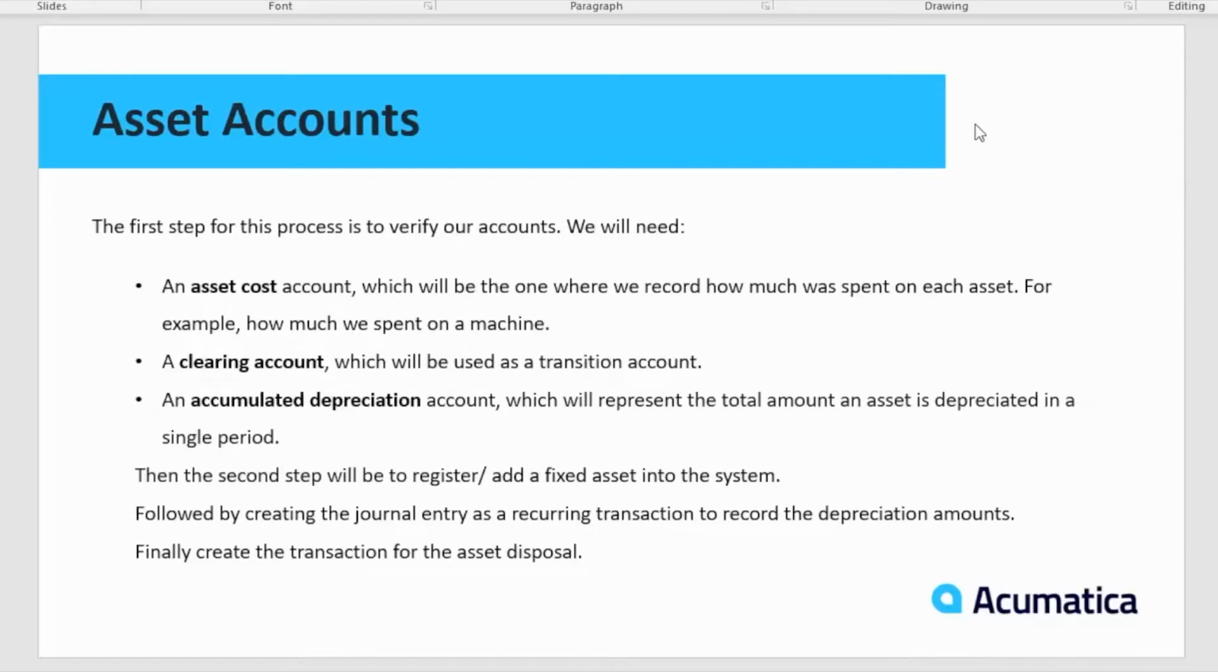Then, the second step will be to register or add a fixed asset into the system, followed by creating a journal entry as a recurring transaction to record the depreciation amounts. Finally, we will have to create a transaction for the asset disposal.